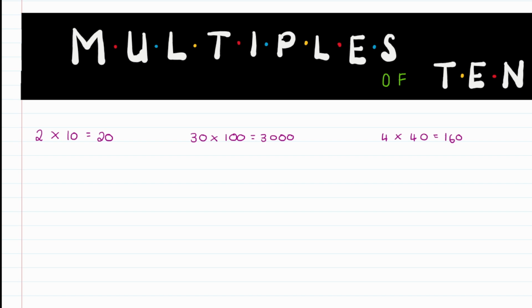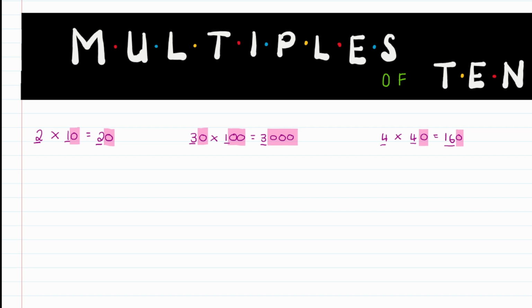answer. So you could say 2 times 1 equals 2, and there is 1 zero, so that's how we get our 20. Or 3 times 1 equals 3, and we have 3 zeros, so that's how we get 3,000. Or even that 4 times 4 equals 16, and then 1 zero makes it 160.